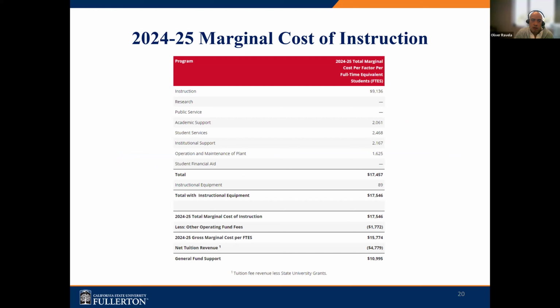So this is for the fiscal year 2024-25, the system's average marginal cost of instruction. So the average cost to teach one full-time equivalent student for the fiscal year 2024-25 is estimated at around $17,546 and is broken up into the categories that you see: $9,000 of it for direct instruction, $2,000 for related academic support, an additional $2,468 for student services, and institutional support or administrative overhead is an additional $2,167, and cost related to the operation and maintenance of the buildings on campus is $1,625.